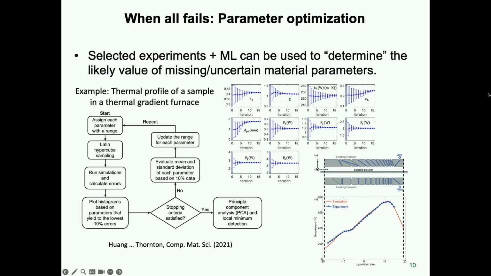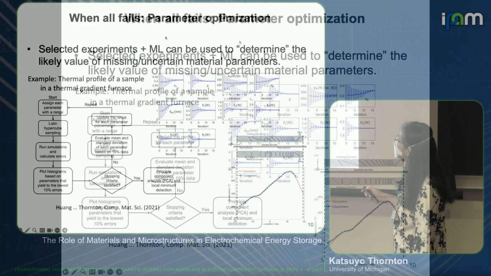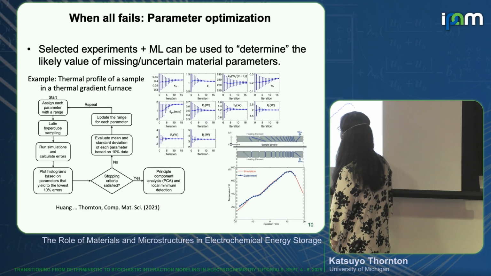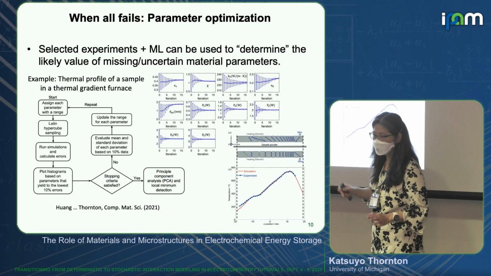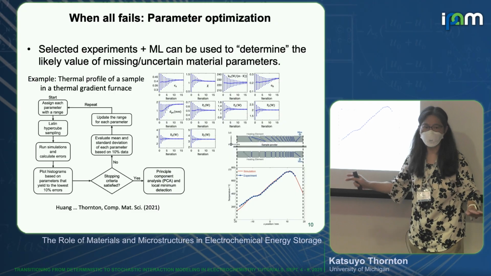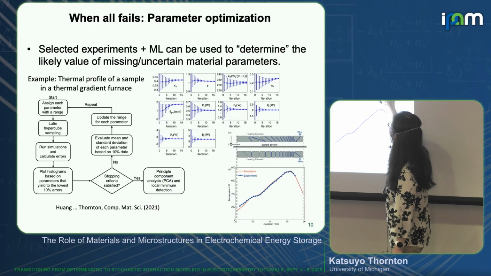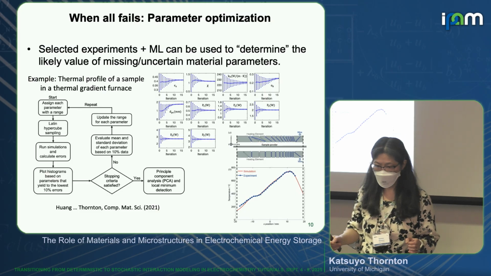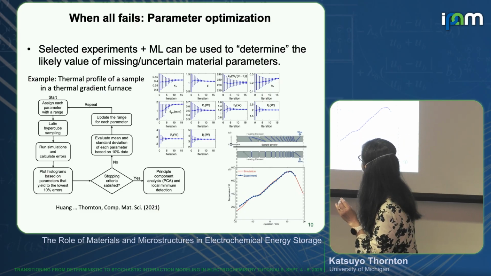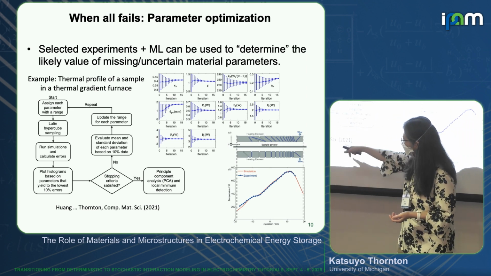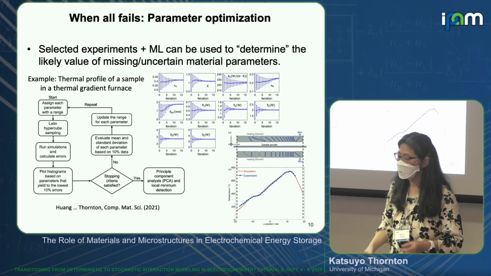Now, often we just can't get all the parameters. So when all fails, we go for parameter optimization. This is an example. This is the first thing that we did in the parameter optimization area, and it's actually not related to electrochemistry at all. Our colleague had this idea of developing an experimental apparatus. I probably should have put the name, but Karina Chapman was a collaborator, and we wrote a paper in collaboration with her.